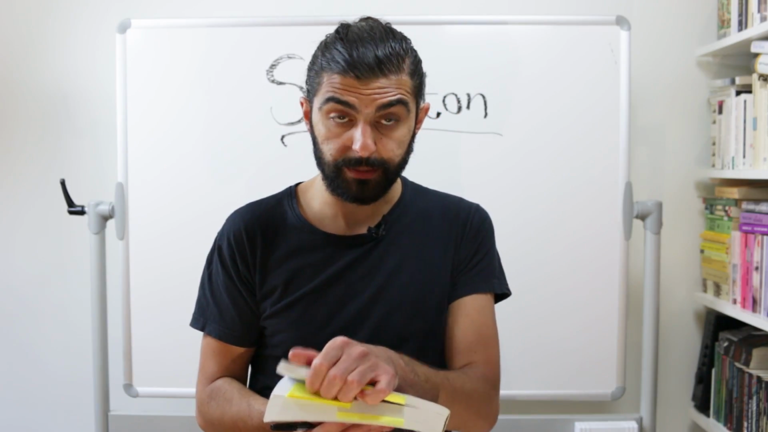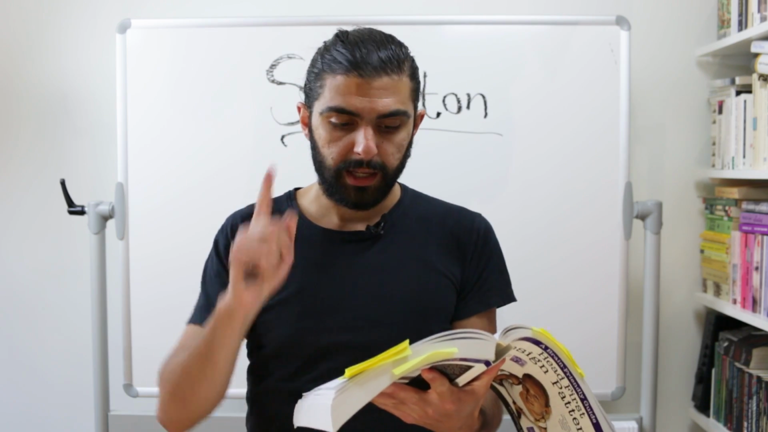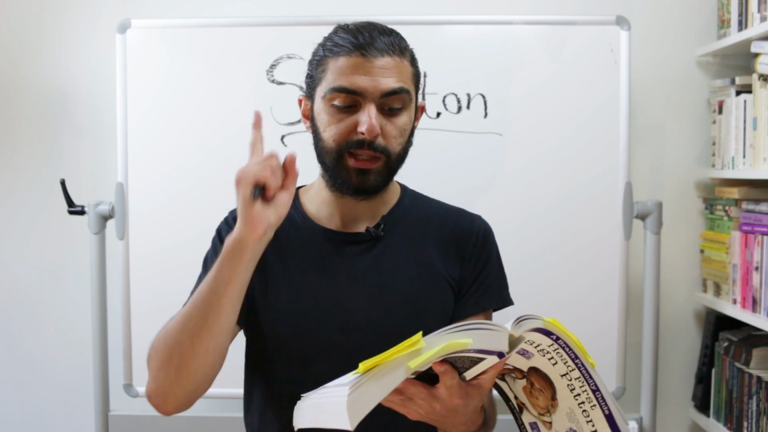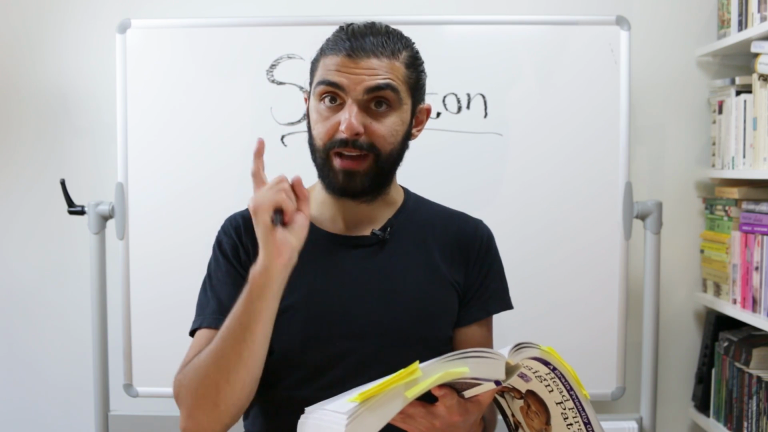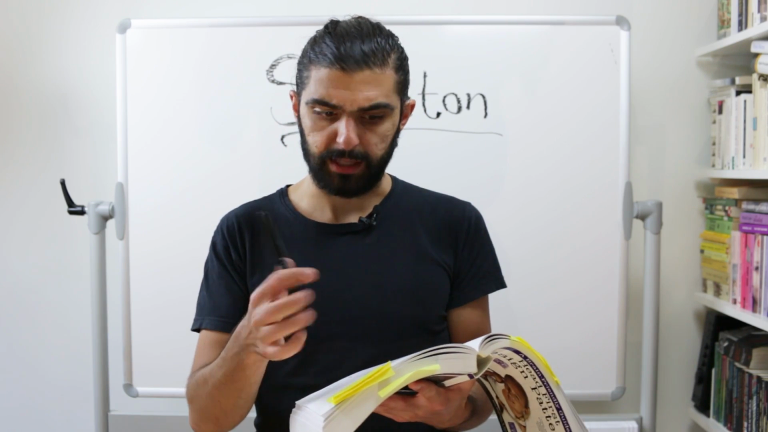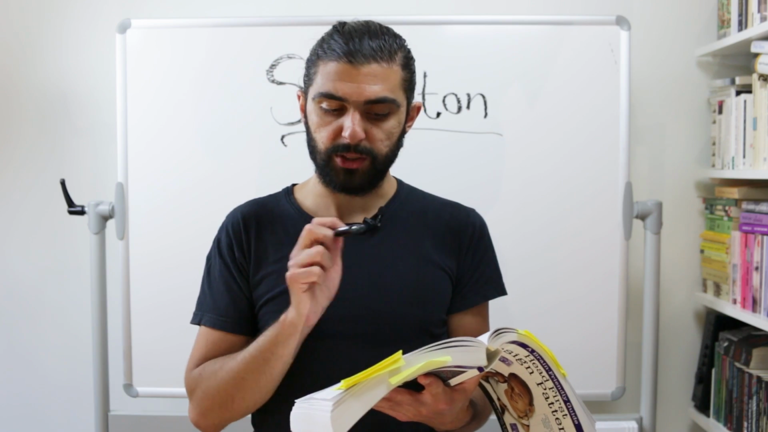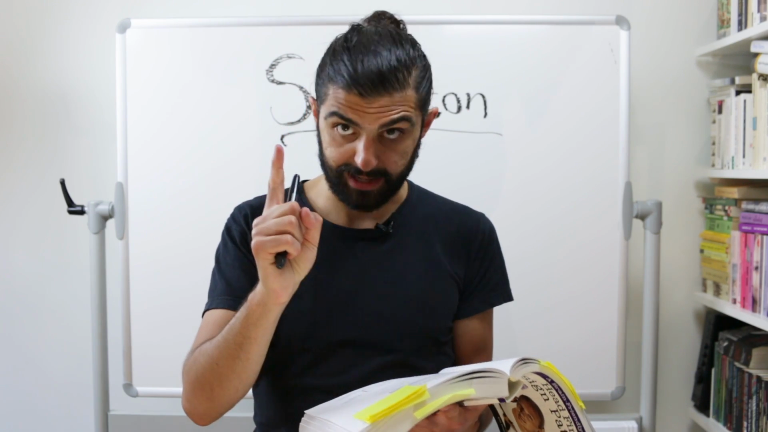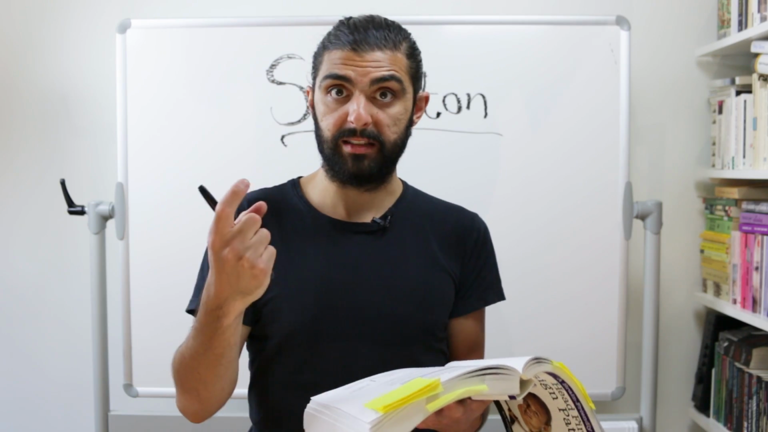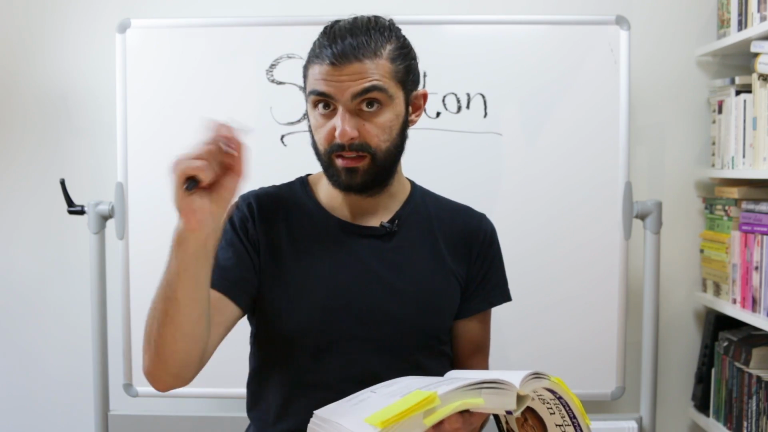But here's the definition. The Singleton pattern ensures a class has only one instance and provides a global point of access to it. Just think about that. The Singleton pattern ensures that a class has only one instance and provides global access to it. In other words, to that single instance.